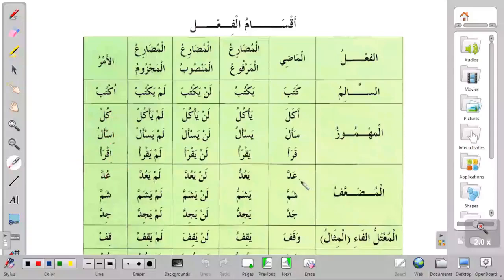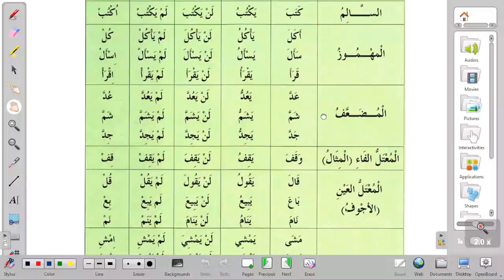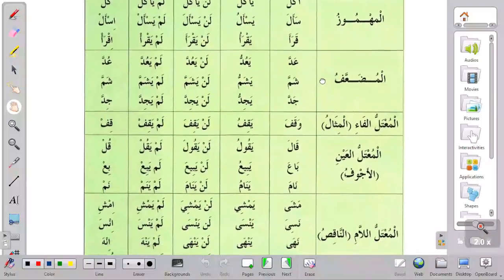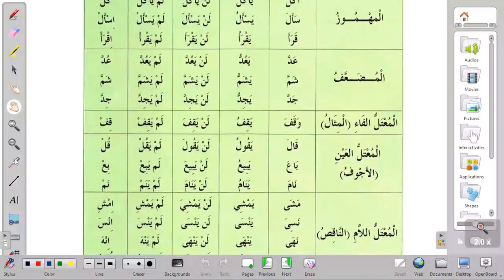Now we have mudha'af verbs. That's what we have just learned in this particular lesson, so there's no need to talk much about it again. As you can see, we have mudha'af as-sulasi and mudha'af ar-ruba'i, but here we look at mudha'af as-sulasi, which was our main focus. Examples are adda, shamma, jadda.